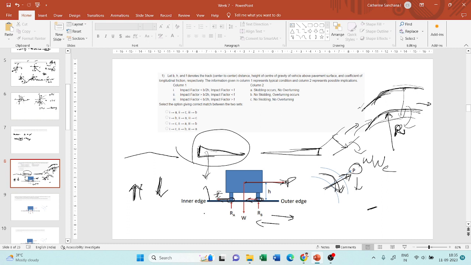This is called lateral friction, and the value of lateral friction is generally taken as 0.15. If you recall, the value of longitudinal friction for stopping sight distance varied somewhere between 0.35 and 0.4, but for lateral friction we will consider 0.15. Okay, so moving on to the first problem.